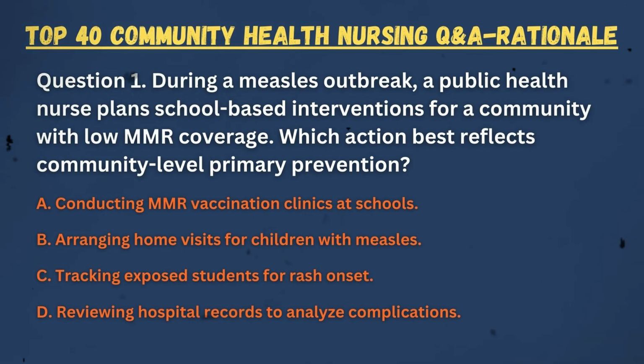Question 1. During a measles outbreak, a public health nurse plans school-based interventions for a community with low MMR coverage. Which action best reflects community-level primary prevention? A. Conducting MMR vaccination clinics at schools. B. Arranging home visits for children with measles. C. Tracking exposed students for rash onset. D. Reviewing hospital records to analyze complications.